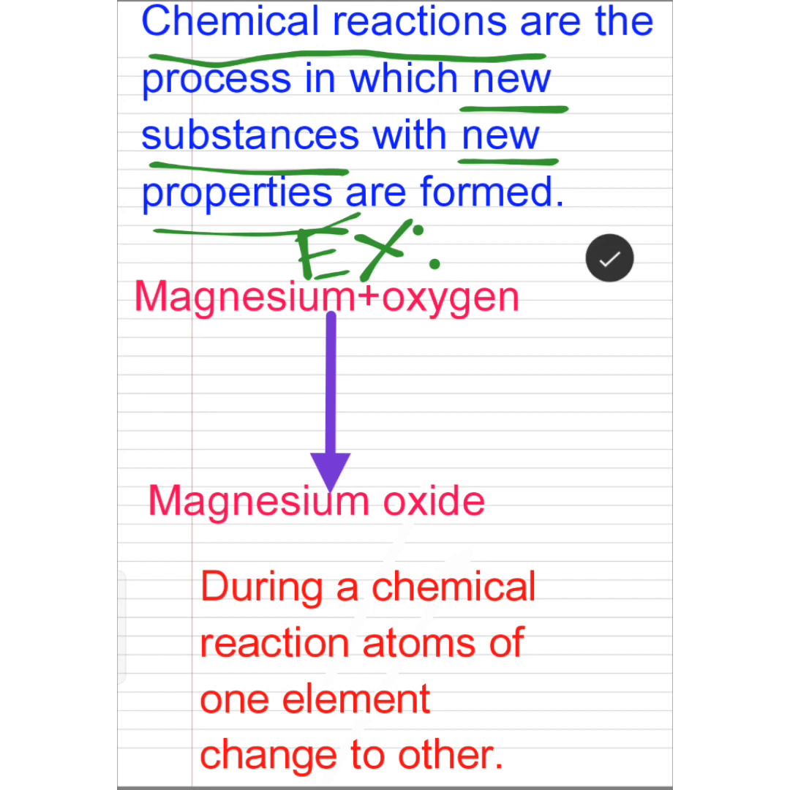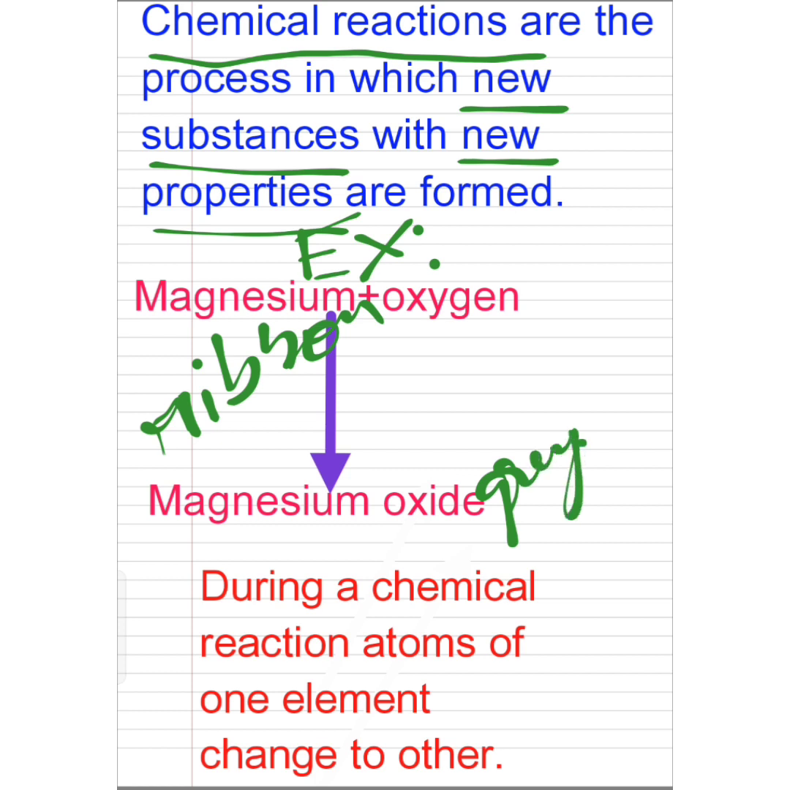As you can see, I have taken the example of magnesium. This magnesium we will take in the form of ribbon. Now what is the physical property of this magnesium ribbon? The color of this magnesium ribbon is grayish or silvery gray.